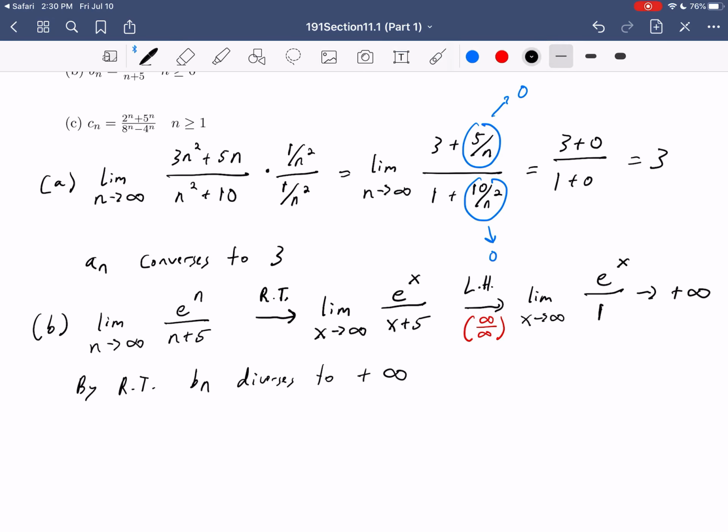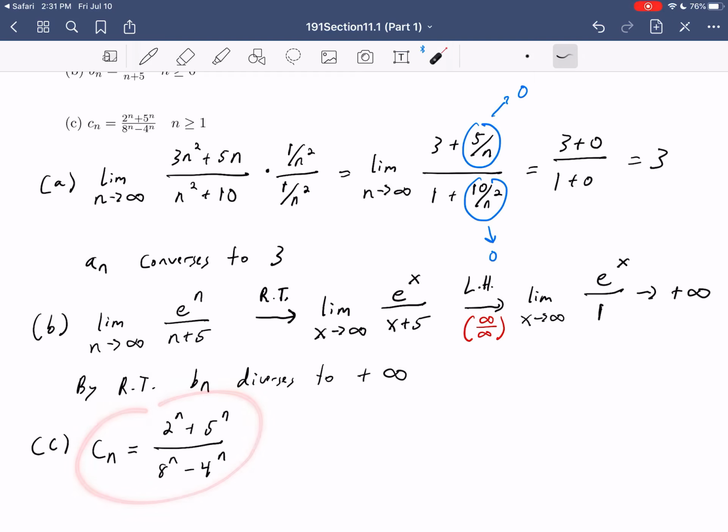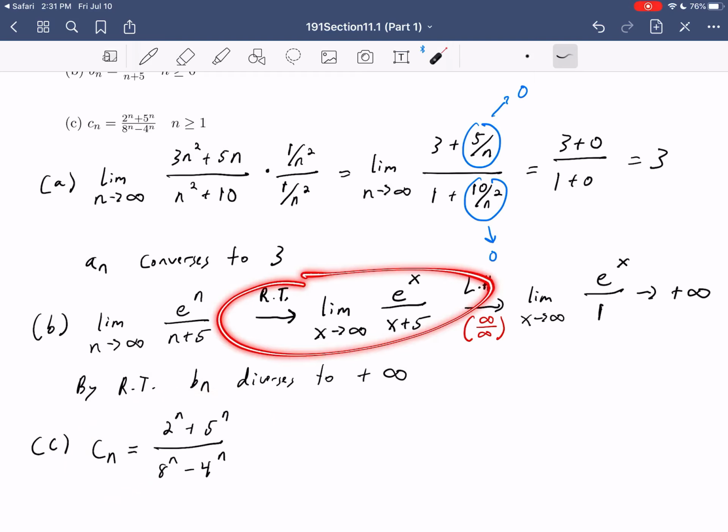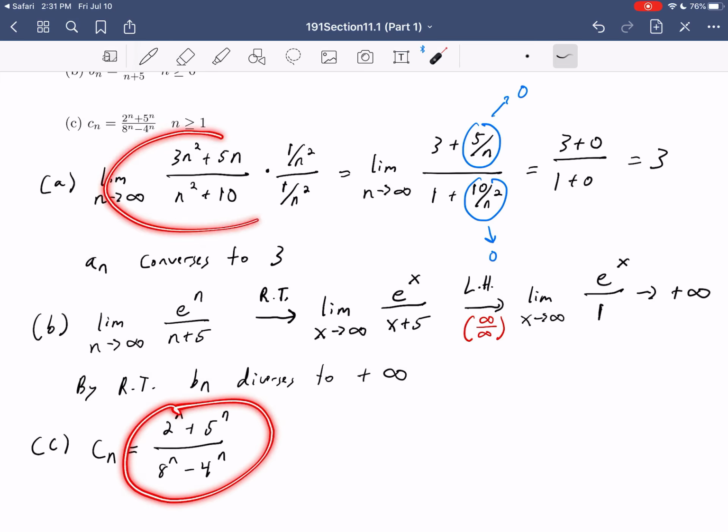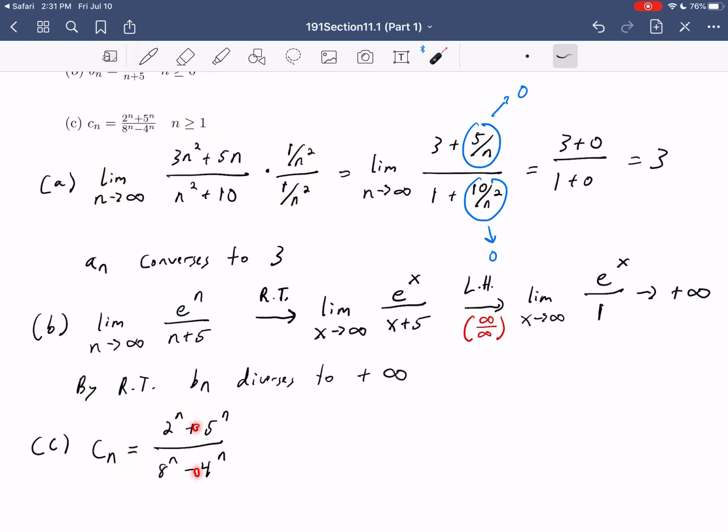Okay. Let's try one more here. So we have c sub n equals 2 to the n plus 5 to the n over 8 to the n minus 4 to the n. So we want to analyze this. Again, you might be tempted to go down this route, but this is not a great one to try to use L'Hopital on. Instead, this one is actually more similar to a, because both the numerator and denominator involve the same type of function. All of these are exponentials. Here, everything were polynomials. Here, everything is exponentials.